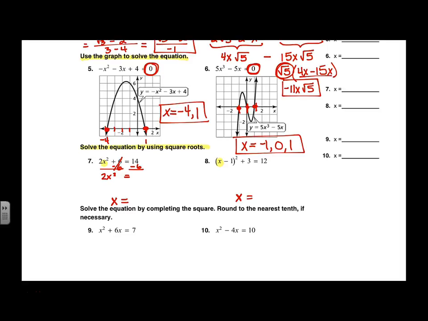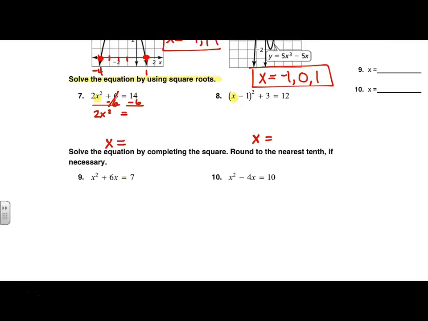Okay, so for number 7, I'm moving the 6. 14 minus 6 is 8, everybody, right? Yes. Okay, I still have to get to my x, so what needs to go away next? The 2. Divide both sides by 2, and I get x squared equals what? 8 divided by 2? 4. Hold up real quick, let me see what you think.